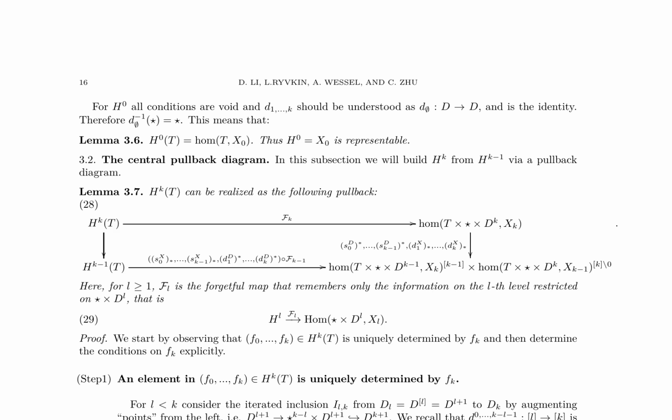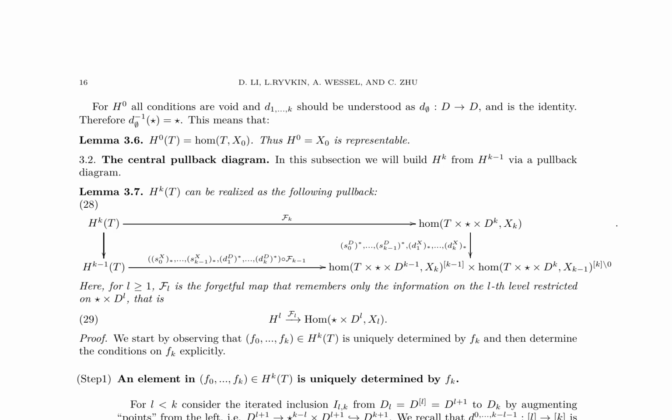The central pullback diagram is defined as a commutative square, where the top left corner is hk, t, the top right corner is hom, tk, xk, the bottom left corner is hk1, t, and the bottom right corner is hom, tk1, xk1. The vertical maps are induced by the forgetful maps fk and fk1, which remember only the information on the kth and k1th levels, respectively, restricted to k and k1.